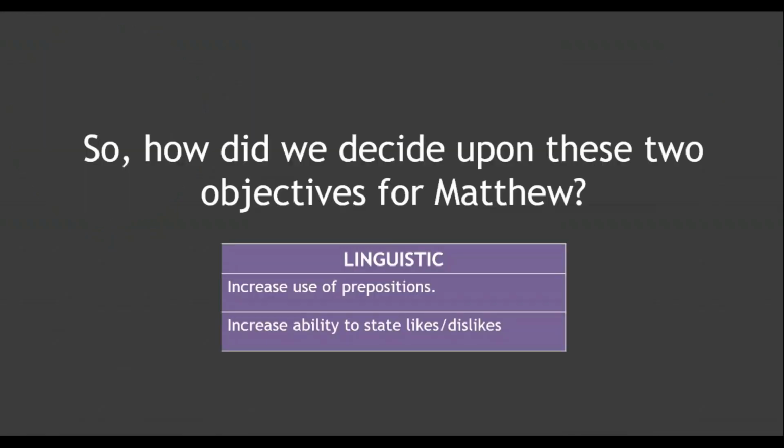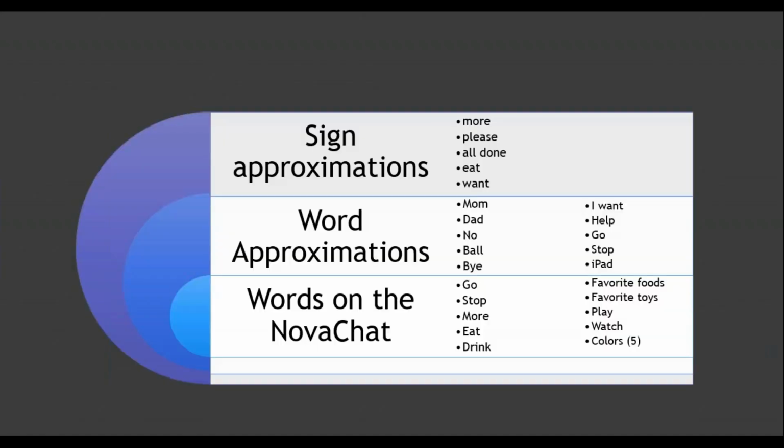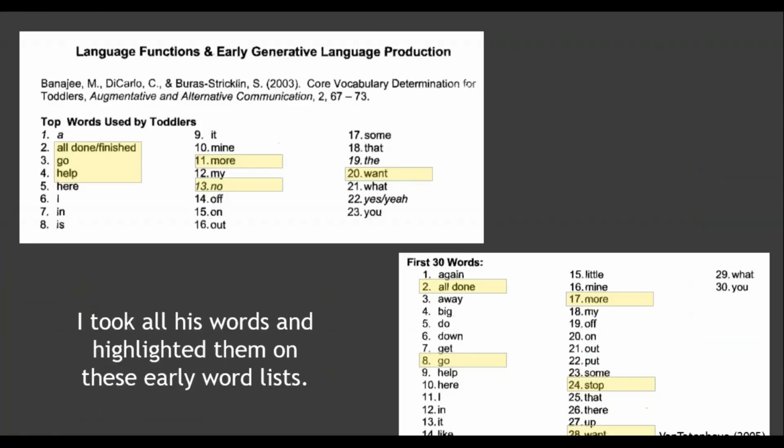So how did we decide on these 2 objectives for Matthew? Well, we took a few of the resources we had available to us and we thought about his language. When I started thinking about Matthew's core vocabulary, I wasn't really sure which core words he was currently using. So I generated an inventory of all of his language, whether it was signed, a word approximation, or generated using his Nova chat. And this was based on parent and teacher report and observation. Now, with this word inventory, I can compare this to the early language word lists and then reflect on what he has and what he doesn't have in his language use.